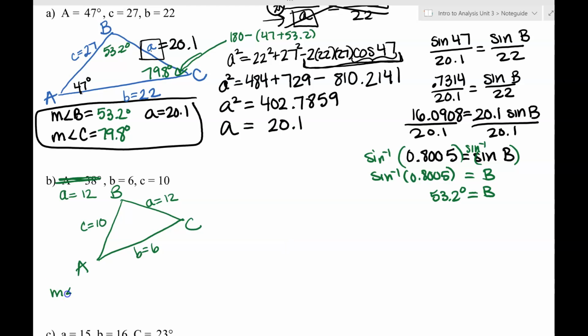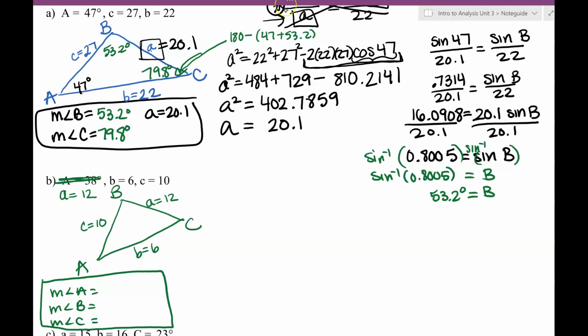We need to find the measure of angle A, angle B, and angle C. If we have those three things, we're done, because we have the three sides but not any of the angles. So again, we have to use law of sines or law of cosines. This is not a right triangle, and if I tried to set up law of sines, I would have too many empty spaces where I couldn't solve. So I am going to use law of cosines to solve for an angle.